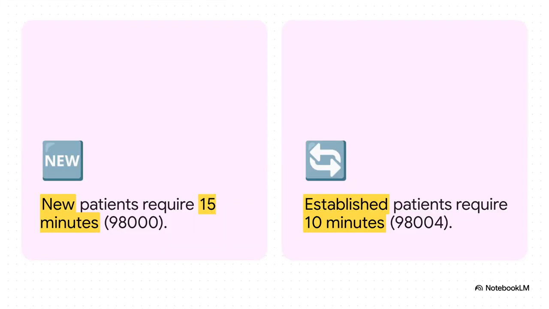So, what's the big takeaway here? It's absolutely that baseline time distinction. When your providers are doing time-based billing for video visits, a new patient requires a full 15 minutes just to meet that straightforward threshold for 98000. But an established patient, they only need 10 minutes to hit their threshold for 98004. So, golden rule here, always check that patient status first before you even start looking at the clock.